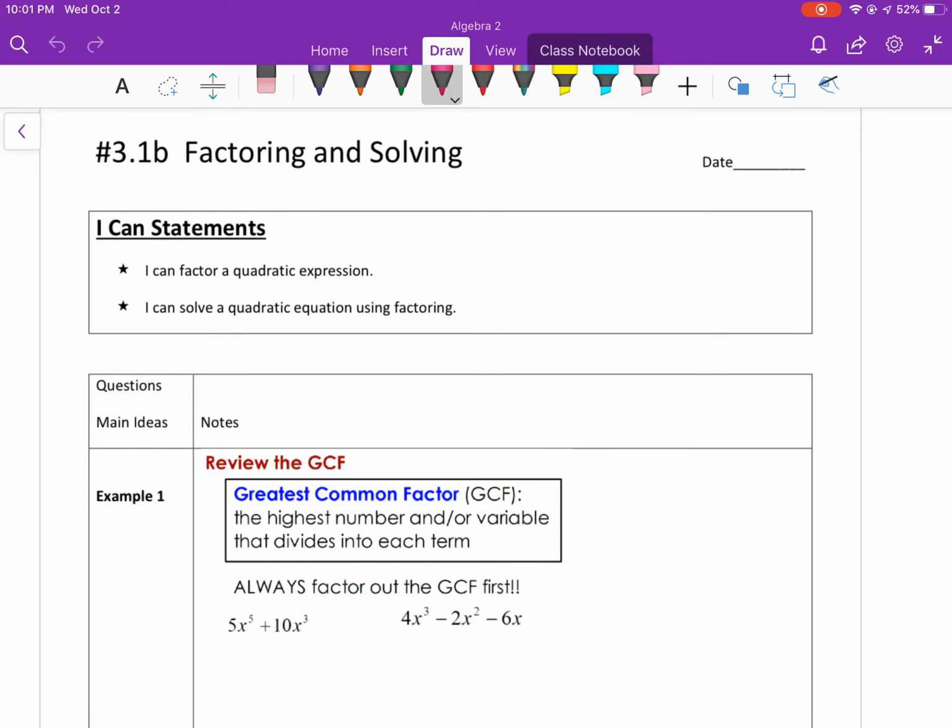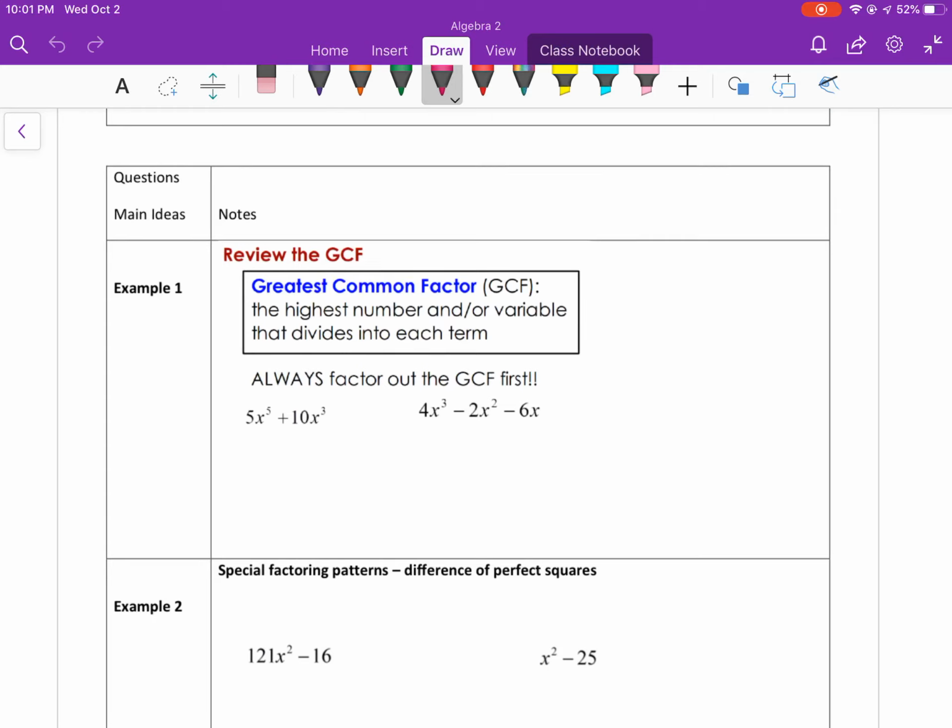First, we're going to review a few things, including the greatest common factor. So it's the highest number or variable that divides into each term. So our rule of thumb is to always look for the greatest common factor and factor that out first if it exists. Remember, that's the highest number or variable that divides into each term.